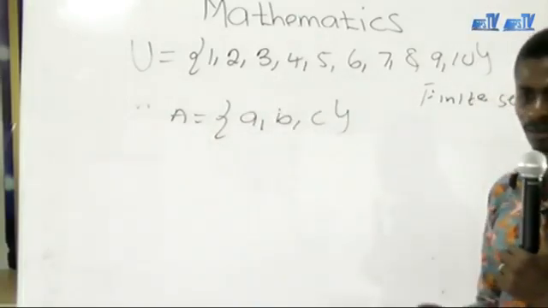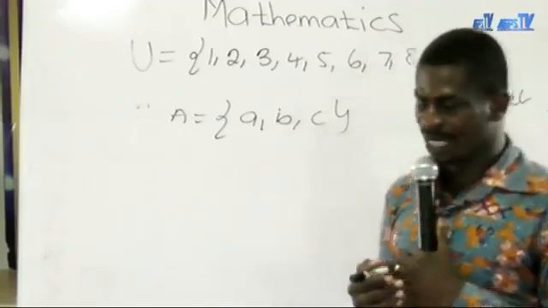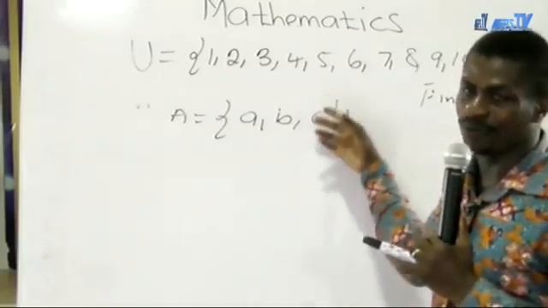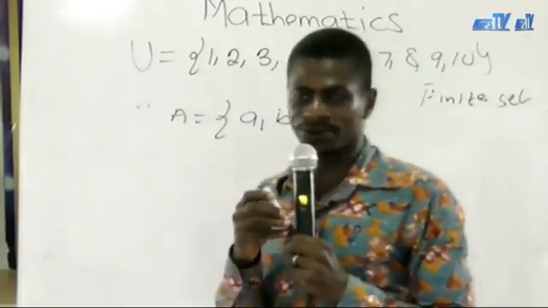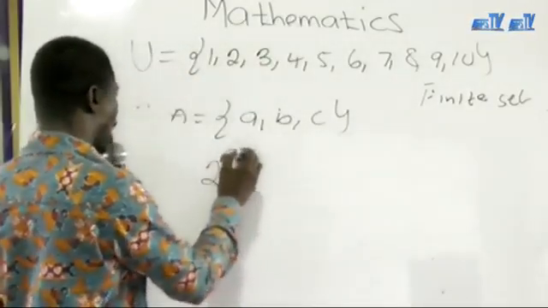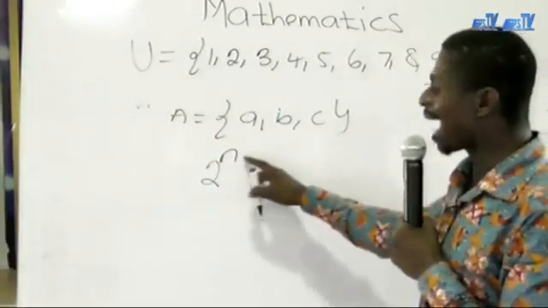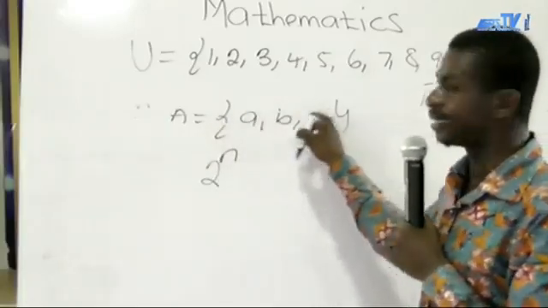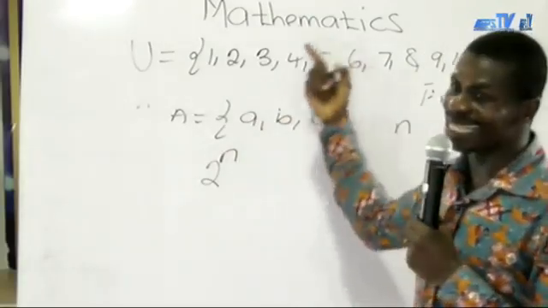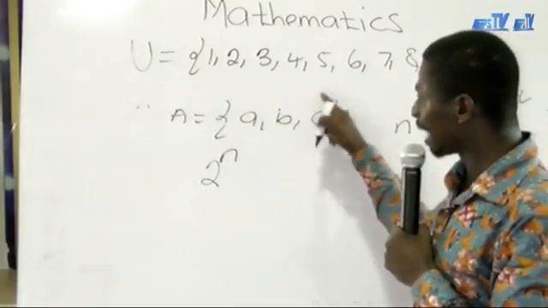How many subsets? I have seen it in a number of BECE past questions where students have been given a set and they are asked to find the number of subsets that can be formed. And if you want to find the number of subsets, it is simply given by 2 power n, where n is the number of members in a set. I have said that whenever we are using n, we are talking about the number of members.